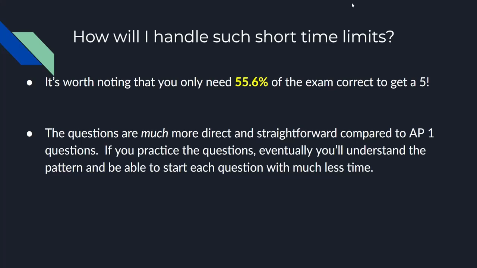Now, you might be wondering, well, why is the limit so short? Technically, this is actually only half of the exam. There are two parts of the APC exam. There's the APC mechanics and the APC electromagnetism. Unfortunately, we do not cover the material in the APC electromagnetism section, so we're just doing the APC mechanics. Now, it's worth noting that you only need about 56% of the exam correct in order to get a 5. So even if you are struggling with the time and you aren't able to answer any questions, don't fret because you can still get a really good grade.